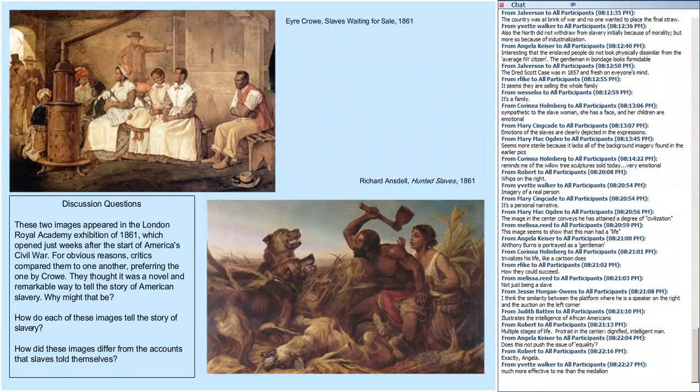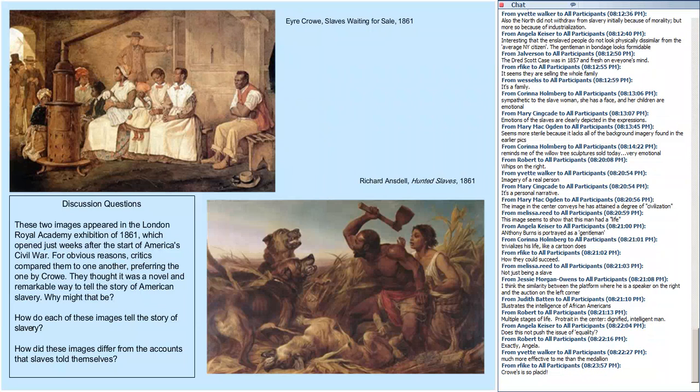So here we have two very different stories, Eyre Crowe's Slaves Waiting for Sale and Richard Ansdell's Hunted Slaves. And I'd like to hear from you, what stories of slavery these images tell, which one you think might be the more effective.